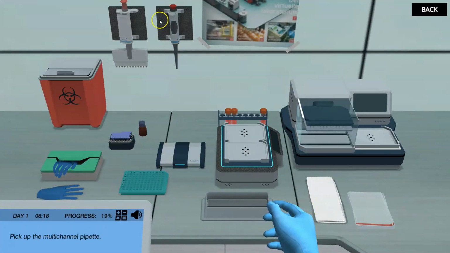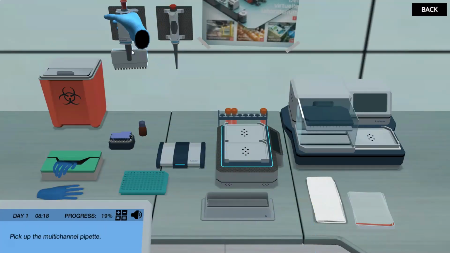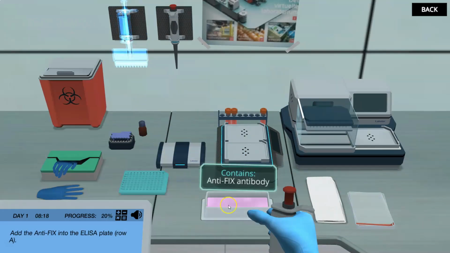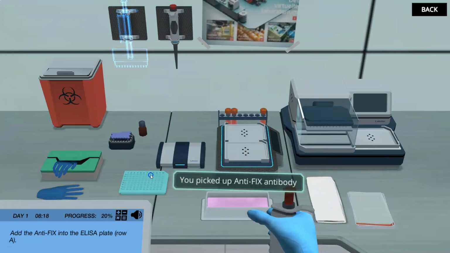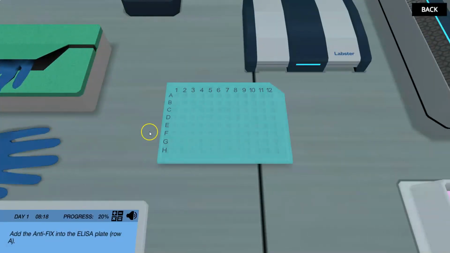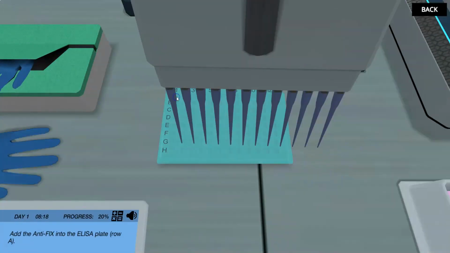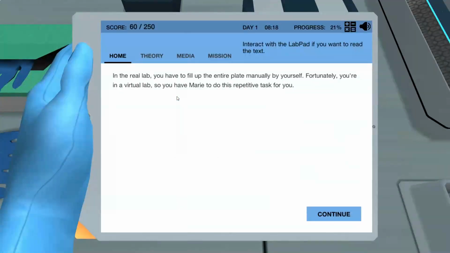Pick up the multi-channel pipette. Add the factor IX into the ELISA plate. In the real lab, you have to fill up the entire plate manually by yourself. Fortunately, you're in a virtual lab, so you have Marie to do this repetitive task for you.